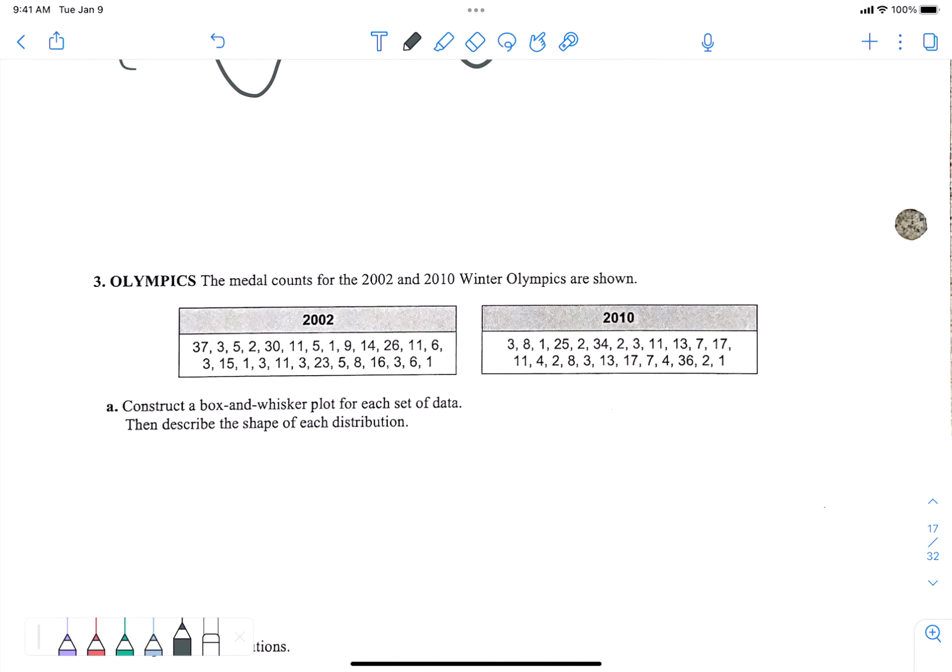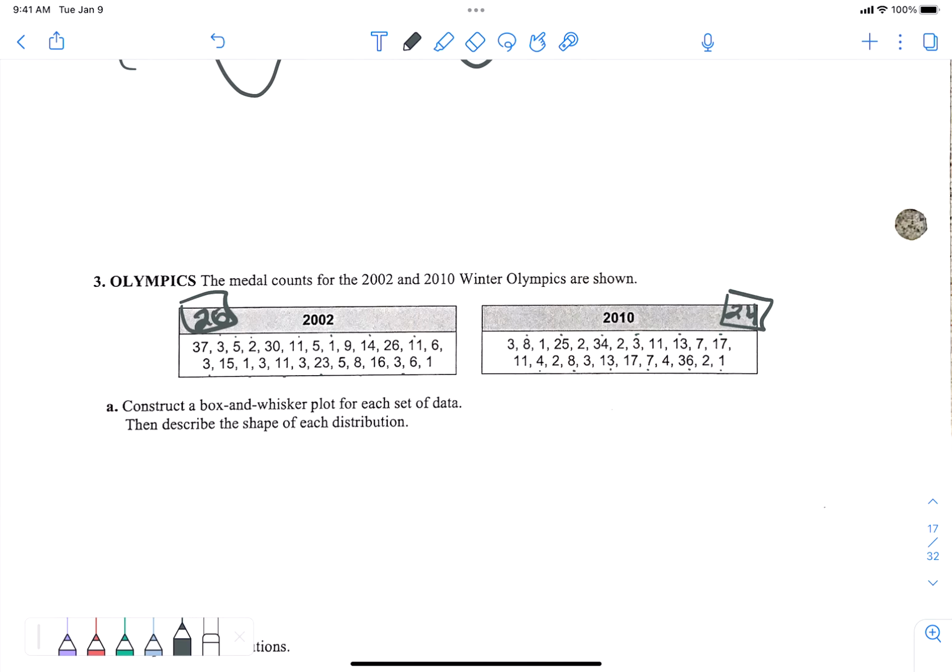Do you need help putting them in order or not? Yes, please. Okay, so we're comparing 2002. I'm going to put them over here. And how many numbers do we have? 26 numbers. I'm going to put 26 in the corner. Maybe there's 26 over here also. 24 numbers over here. Okay, so your Q1 and Q3 might be a little different, but that's okay.